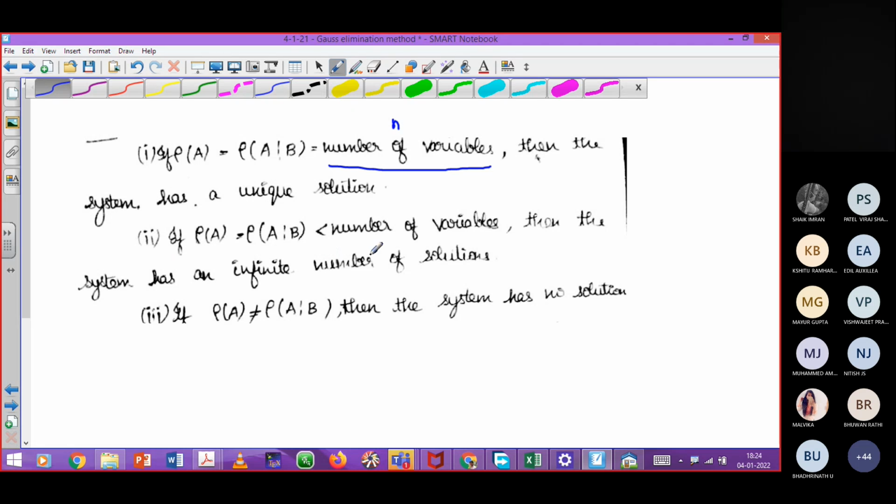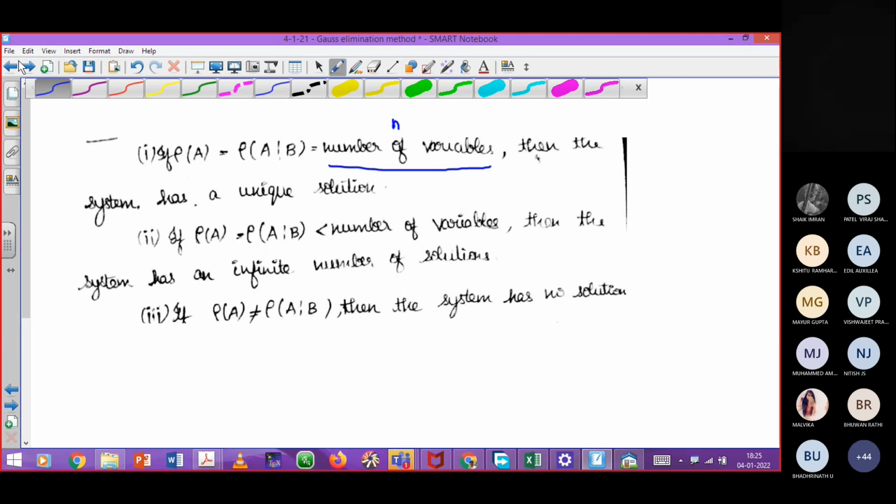If it is less than n number of values, in that case you have to define one dummy variable, that means free variable, and then the system is consistent, it has infinitely many solutions. Last one is if they are not equal, rank of A is not equal to rank of A comma B, it means the system is inconsistent, it has no solution.